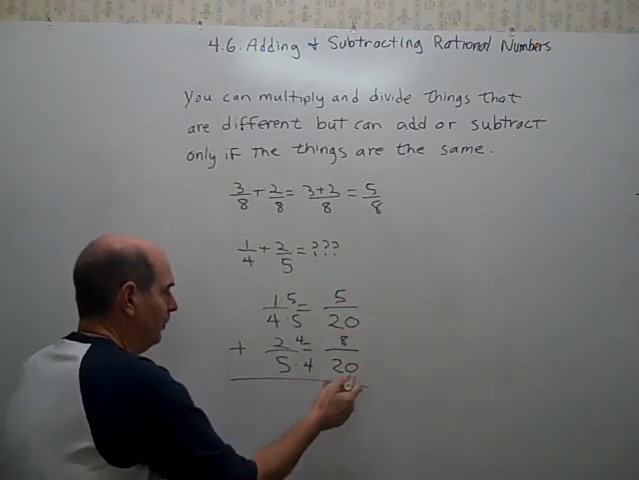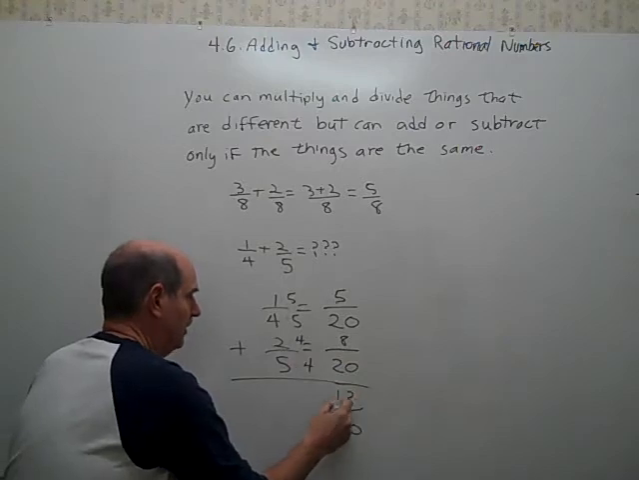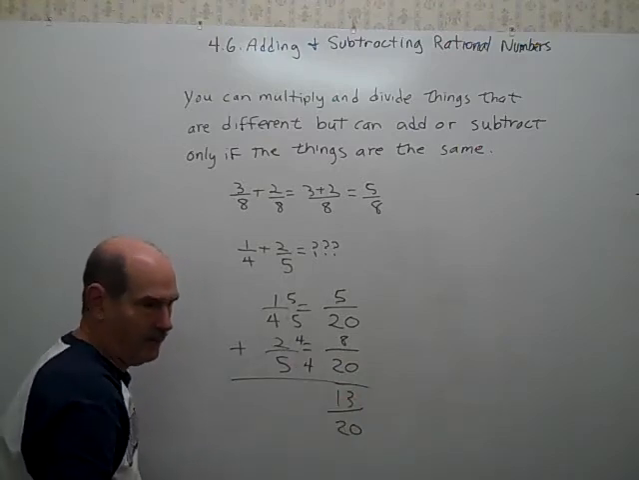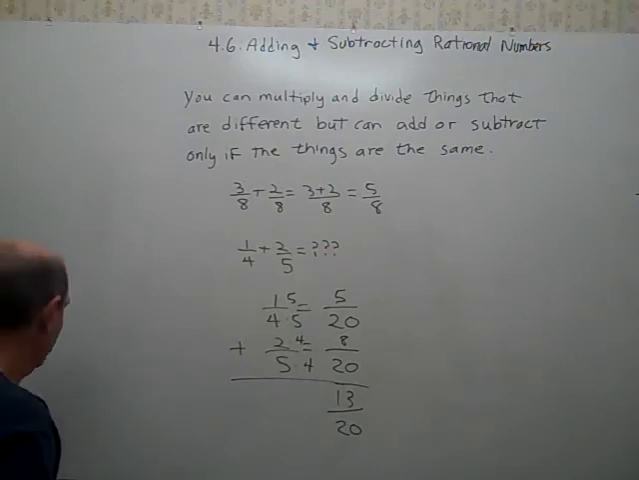So now we follow our rule. When we have a common denominator, we add the numerators and get 13 over 20, which, as predicted, is in lowest terms. So that's what we were looking for.